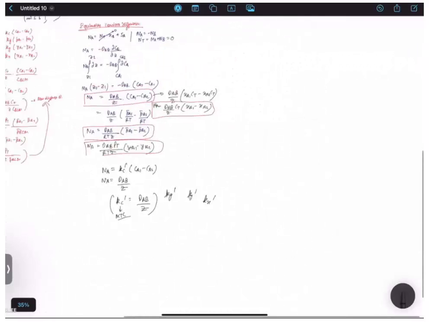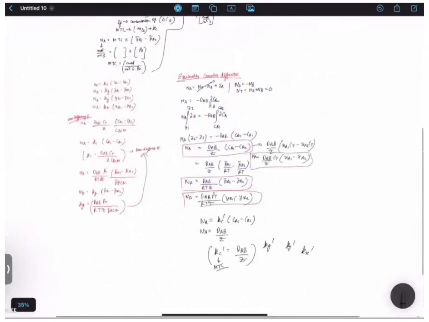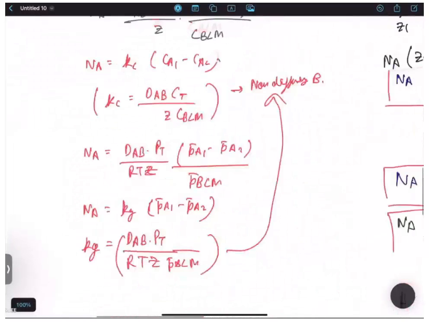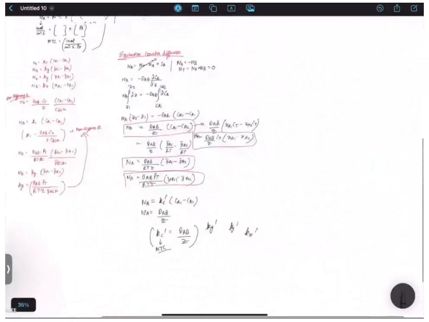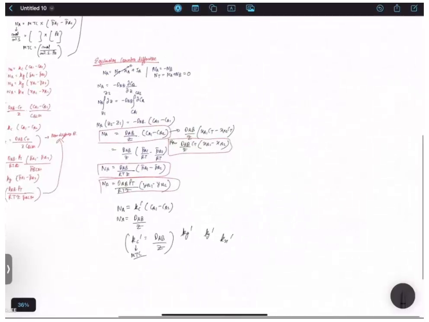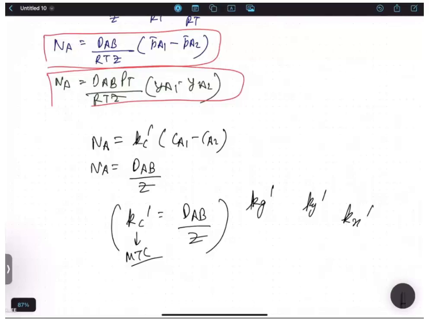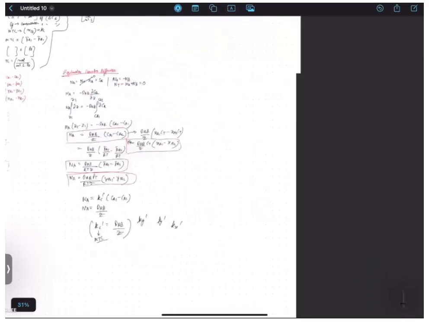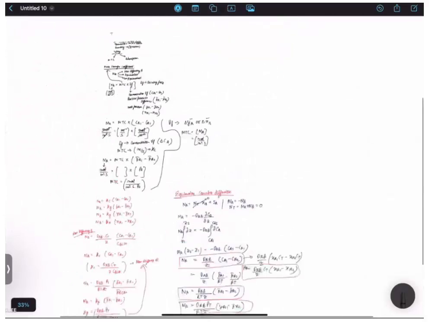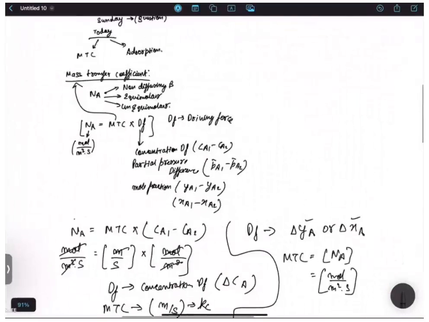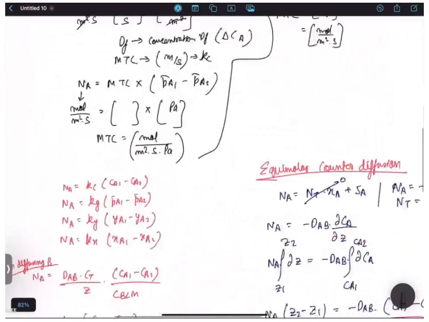Okay, the same way, just compare it, like we did in case of non-diffusing B, no? Just compare it and find it out. So you can do it here also. Just compare it and find it out. Your Kc dash, Kg dash, Ky dash, Kx dash, all these things. Okay. So this was a very important concept. This was the concept of your mass transfer coefficient.